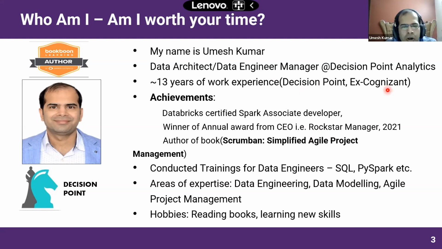Talking about my recent achievements, first of all, I am a Databricks certified Spark Associate Developer. I also received the annual award from our respected CEO for the year 2021. That award name was Roster Manager. Recently, I have become an author as well. One of my books got published. That was my first book, Scrum and Simplified Agile Project Management. As the name specifies, this book is about agile project management. The publisher is Bookboon Learning. I have also written a second book, which is about to get published in the next 2 to 3 months.